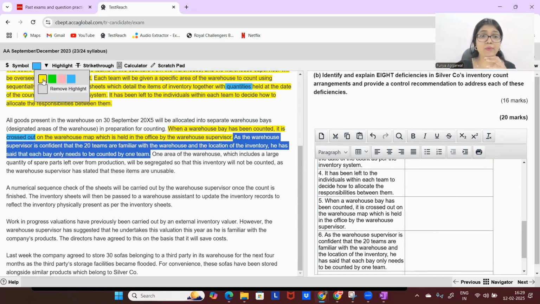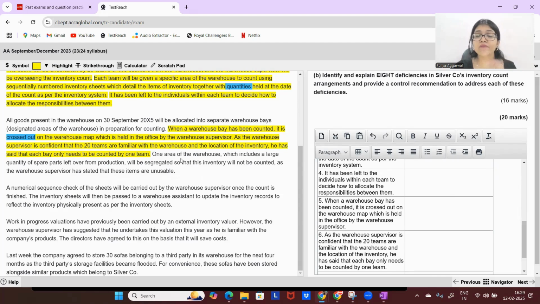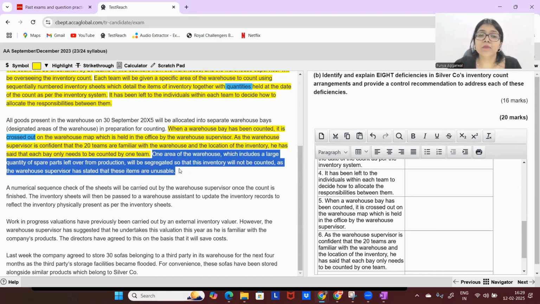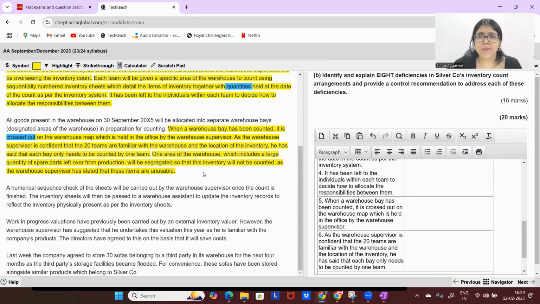Now, so again, we broke down into 2, 3, 4 liners of this big chunky paragraph, right? Now, last line. One area of the warehouse, which includes a large quantity of spare parts left over from production, will be segregated so that the inventory will not be counted, as the warehouse supervisor has stated that these items are unusable. Again, as soon as you see this, आपके दिमाग में आ जाना चाहिए कि ऐसा कैसे? There should be a question that how is this happening, right?